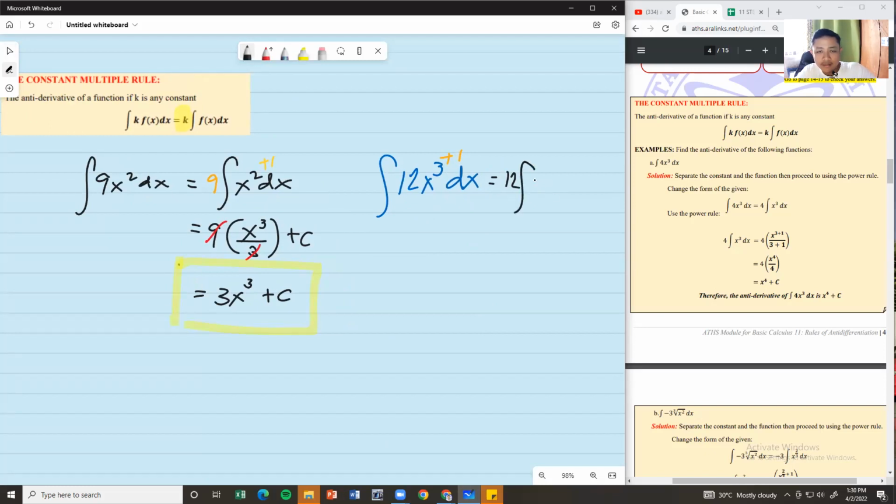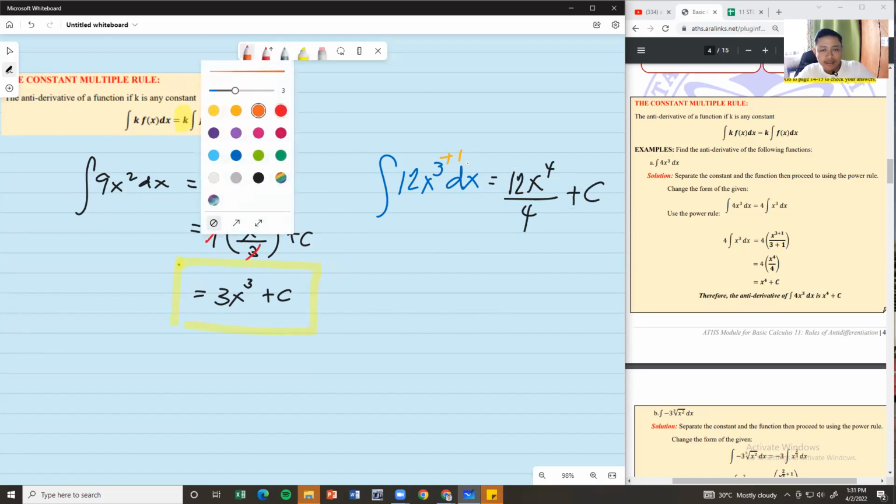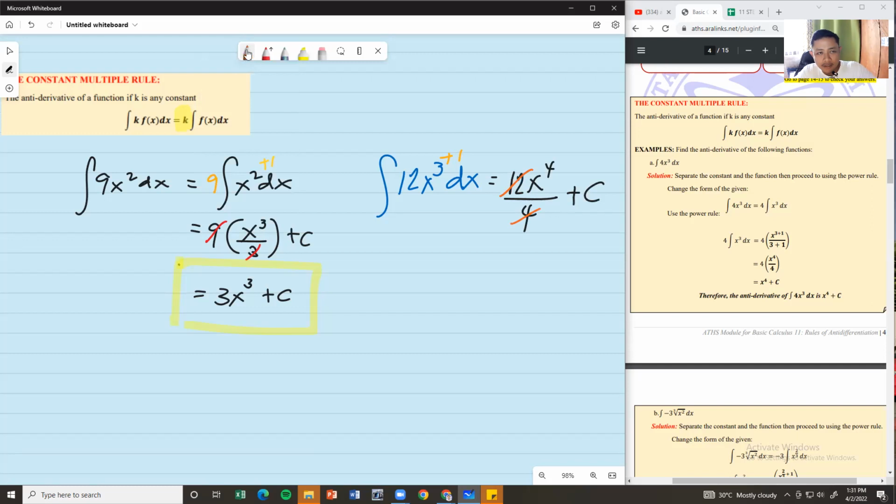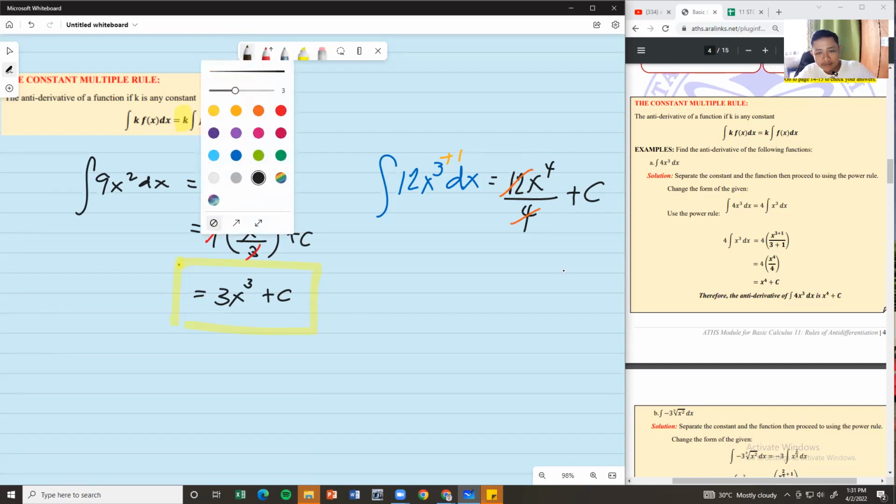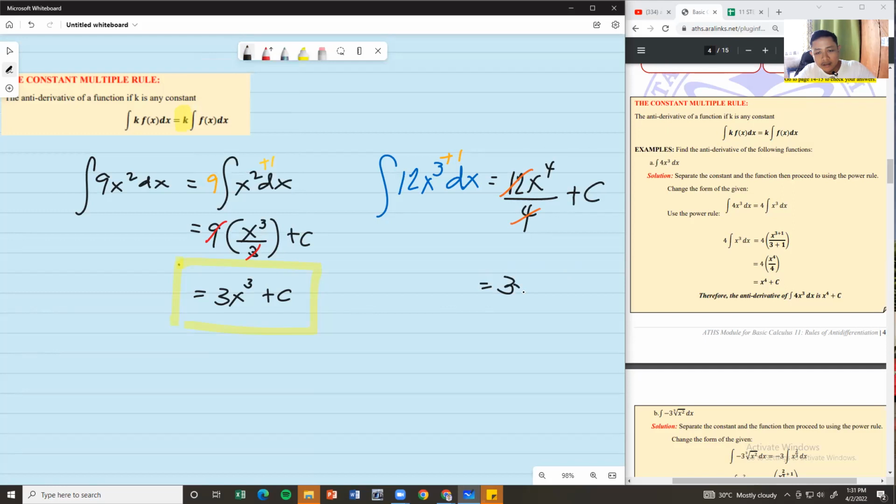So this will become 12, the integral of x cubed dx. So, long method pa to ha, pero if you can already do the short method, shortcut na lang. So that becomes 12 and then get the anti-differentiation. That becomes x raised to 4. Whatever is your exponent, put it in the denominator and don't forget to write plus c. Got it? And then simplify 12 divided by 4. The answer is 3. So this becomes 3x raised to 4 plus c.